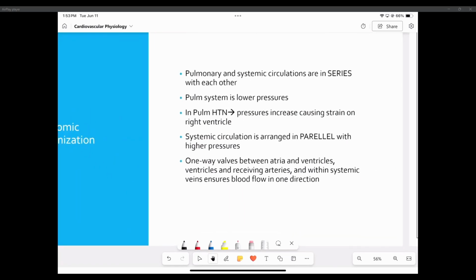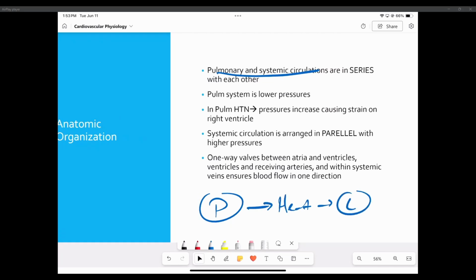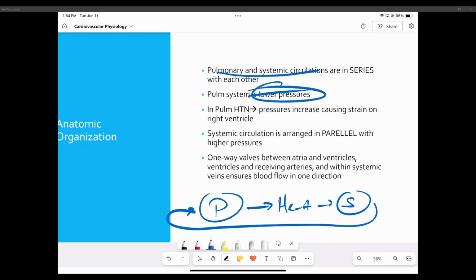So again, organization: our pulmonary and systemic circulations are in series, which means you have the pulmonary circulation going into the heart, going into the left side, and then the whole thing just repeats, or the body, or systemic, actually, I'll put systemic. That's in series. They go 1 to 1 to 1. There's no mixing. Pulmonary system has lower pressures.